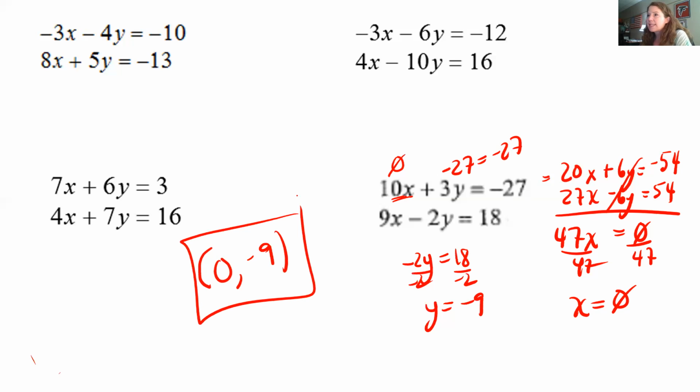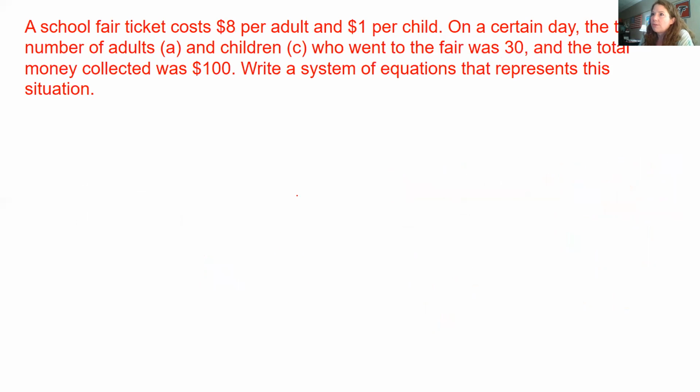Okay. So that's probably the most complicated form of elimination, when you have to multiply both equations by a different number, but it's very doable, very doable.